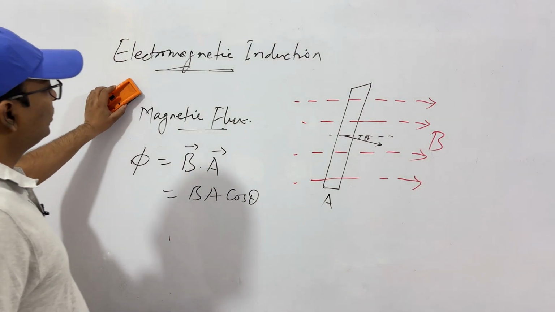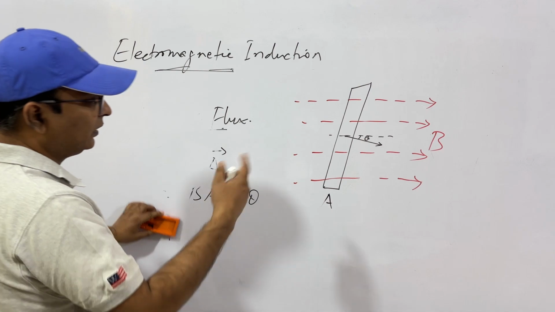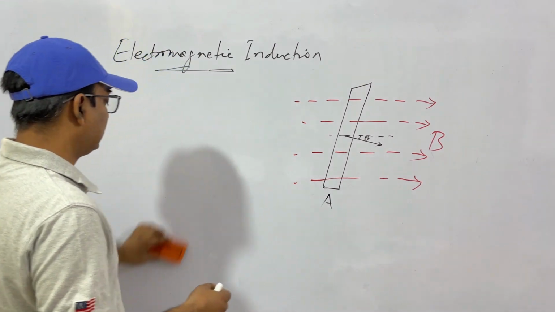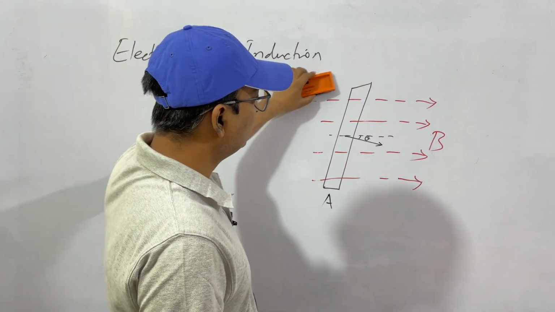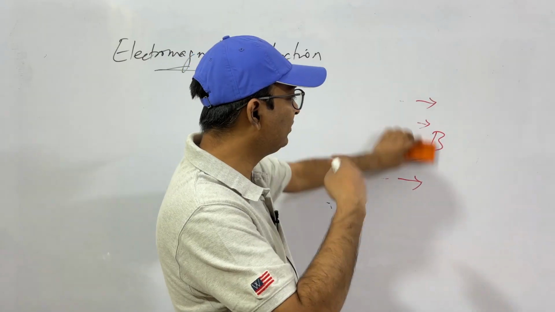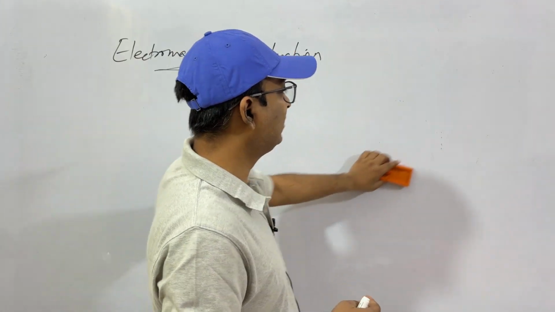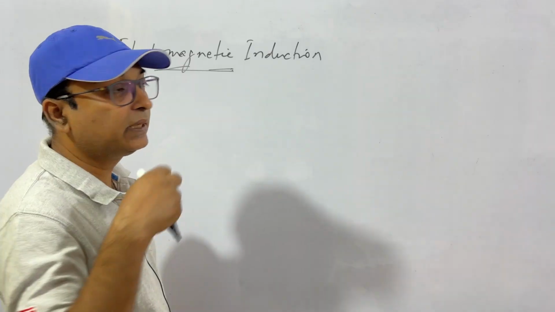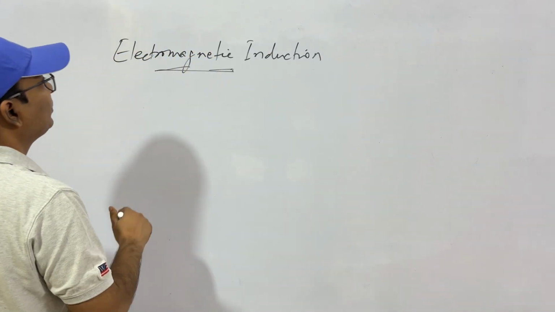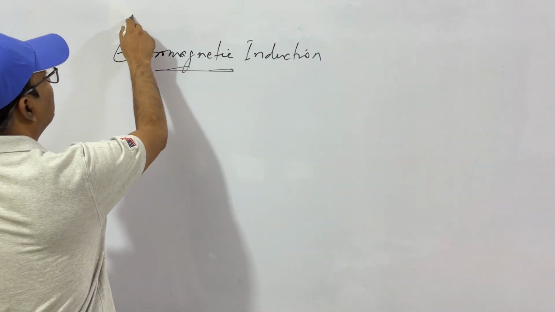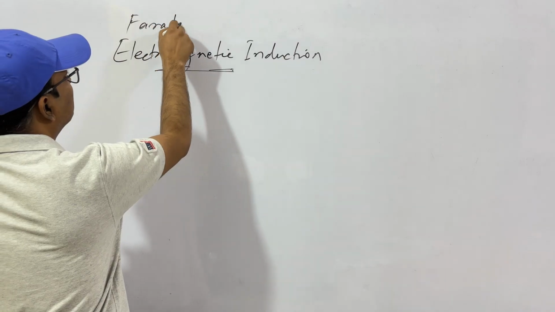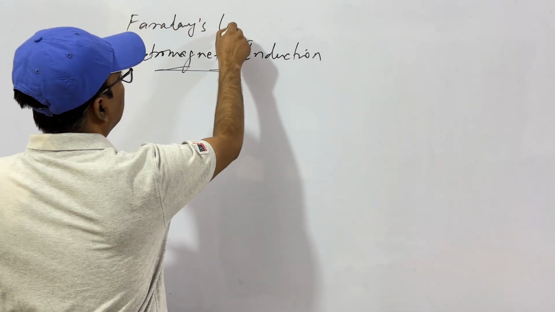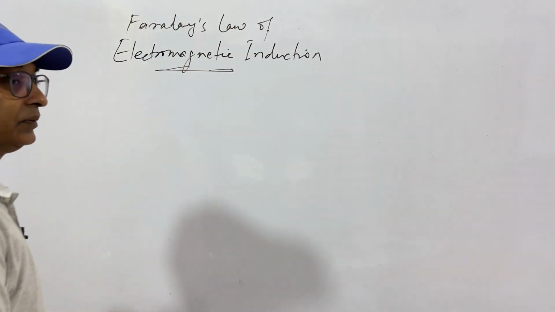So what we have learned up till now is that if there is a time rate of change of magnetic field through a coil, we have a coil and a magnetic field that is changing with time, what we observed is that an electromotive force is induced. This we have understood. From here comes Faraday's law of electromagnetic induction. What is it?